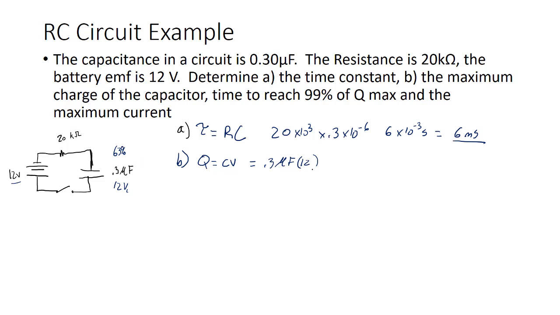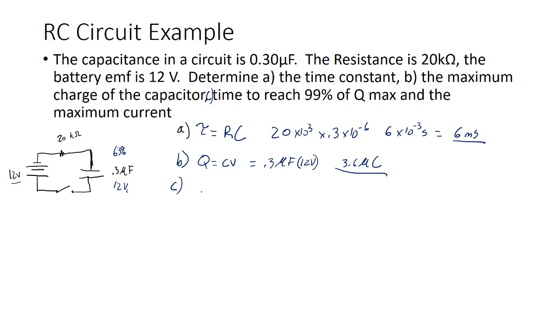Now I do have that micro in there, so I'm going to leave it, this 12 volts, and this is going to get me 3.6 microcoulombs. You could also report that as 3.6 times 10 to the negative sixth coulombs, but 3.6 microcoulombs is fine. And then question C, which I failed to put in here, says the time to reach 99% of Q max.